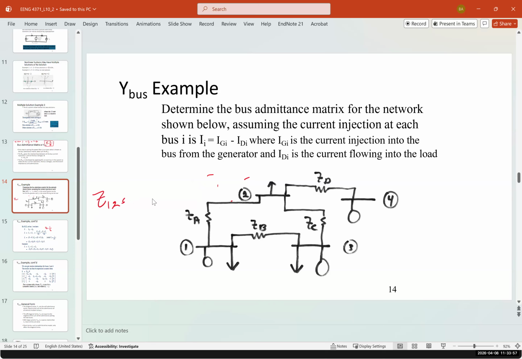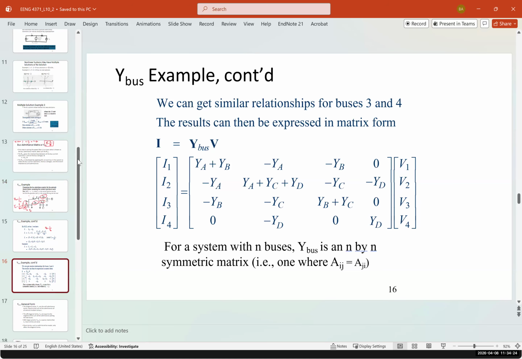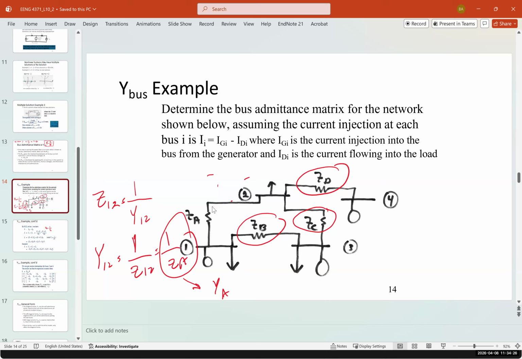is equal to 1 over Y12, or in other words, Y12 is equal to 1 over Z12, which is equal to 1 over what? ZA. And 1 over ZA is equal to what? YA. Okay? So the same thing for between 1 and 3 is going to be ZB, between 2 and 3 is going to be ZC, and between 2 and 4 is going to be ZB. So as you can see, the diagonal one is the self-impedance that we have.